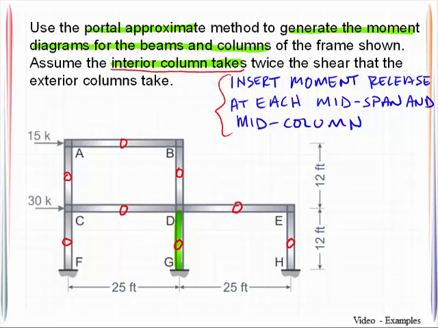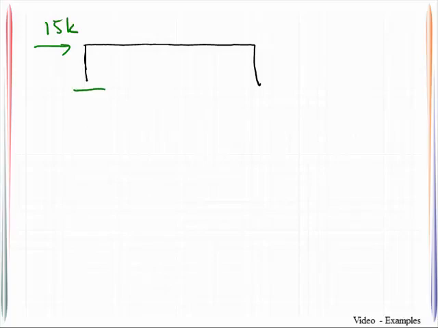We then need to assign the shears into each of the columns, and the easiest way for you to come up with that, whether you physically write it out or just envision it, is to think about making a cut through any particular story of your building. And then let's sketch a free body diagram looking at the upper portion. So we made a cut through there. We know that there is a load of 15 kips applied here.